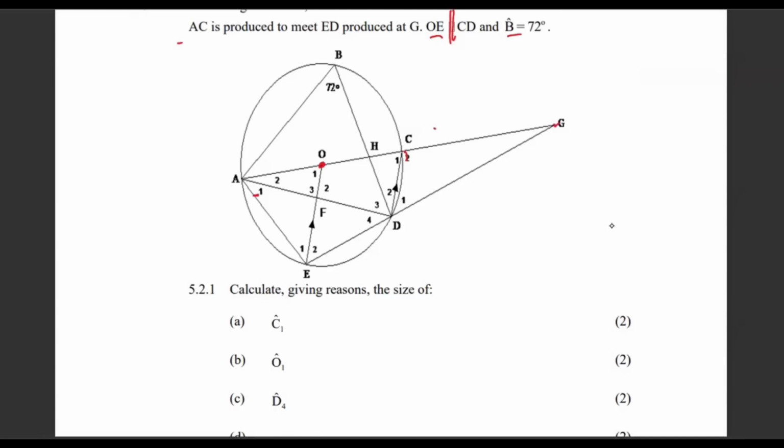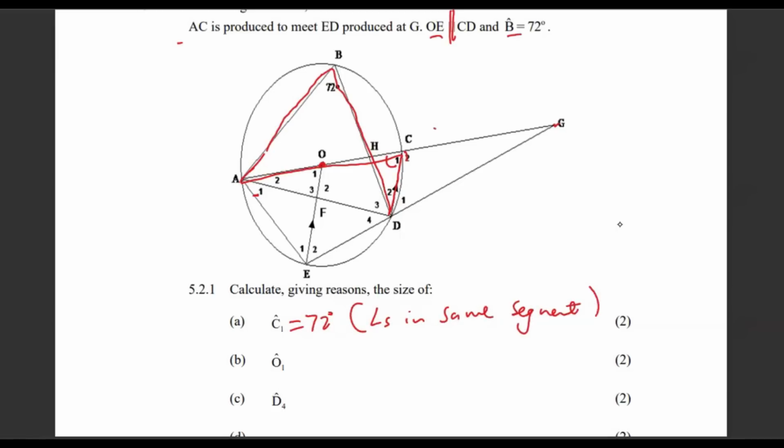First question, they want us to get C1. Now, whenever you're answering these questions, we always need to give reasons for whichever statement that we write. Okay. So where is our C1? This is C1. But we can already see that there is a bow tie. We're seeing a bow tie there. So you're going to say that C1 is a 72, angles in the same segment.